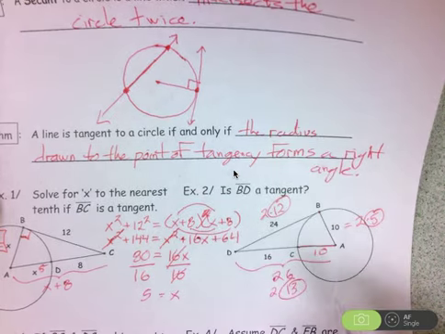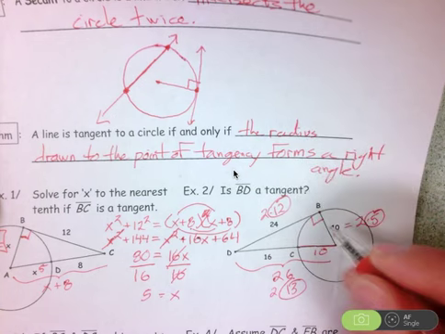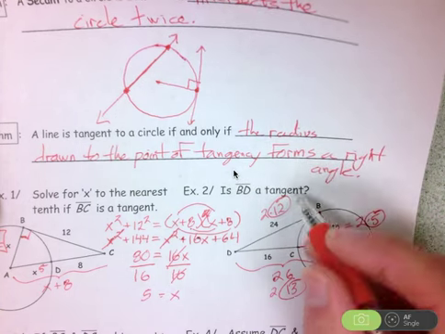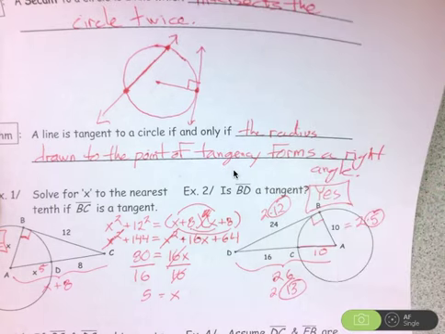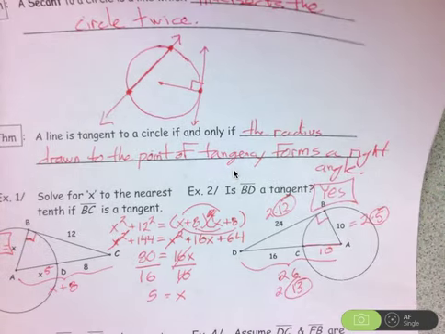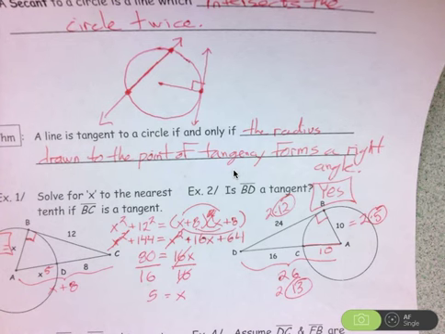So that satisfies the Pythagorean theorem. That makes this a right angle. So that means that BD really is a tangent. That's true. We can explain that using our right triangles and our triples.